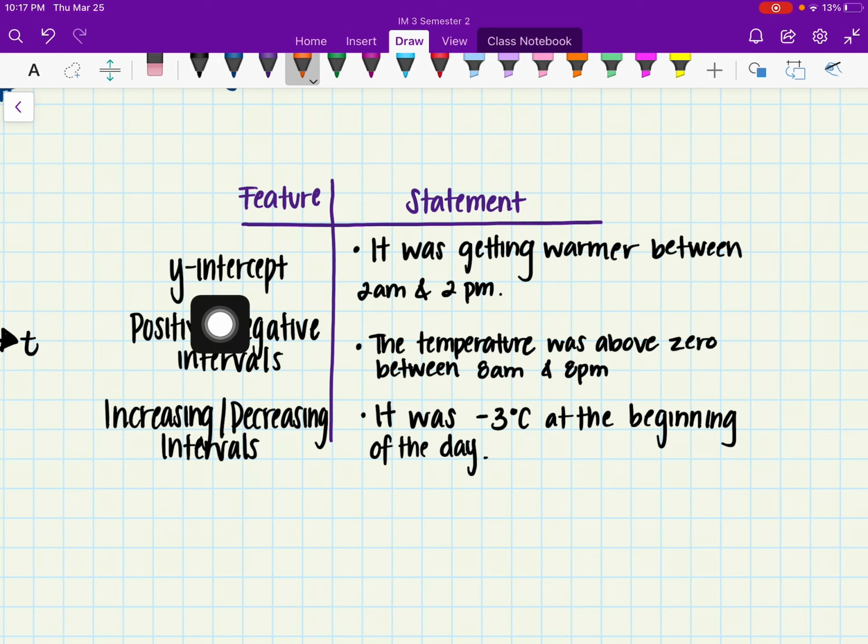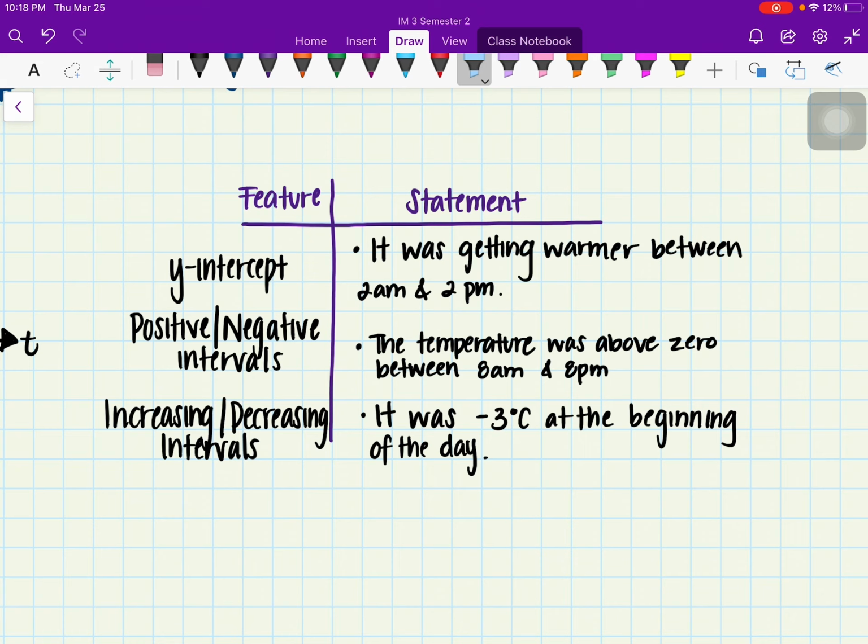In this case, if we focus on the y-intercept, we're basically looking at the starting point. You know, how much was the temperature at the start, in this case at midnight. So let's take a look at our statements here. First statement says it was getting warmer between 2 a.m. and 2 p.m. The temperature was above 0 between 8 a.m. and 8 p.m. It was -3 Celsius at the beginning of the day. So these are the 3 statements we need to match with our features.